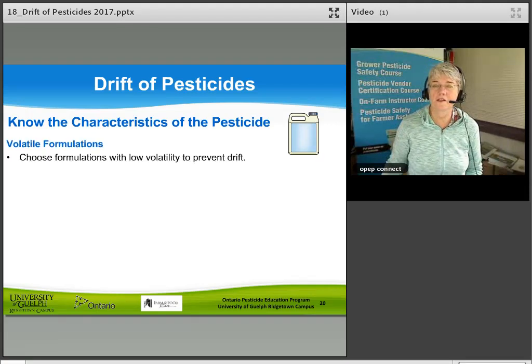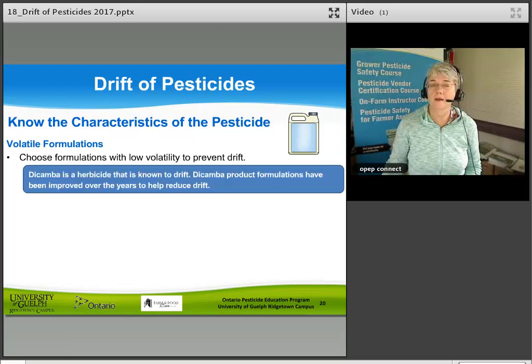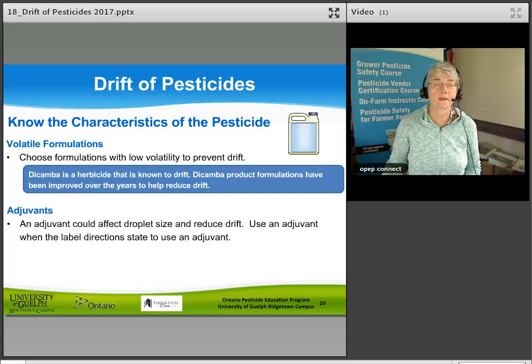Volatile formulations. Choose formulations with low volatility to prevent drift. And if you're using a volatile formulation, do everything you can to reduce the drift. Read the label, follow the label directions. Dicamba is a herbicide that is known to drift. Dicamba product formulations have been improved over the years to help reduce drift, but do follow that label.